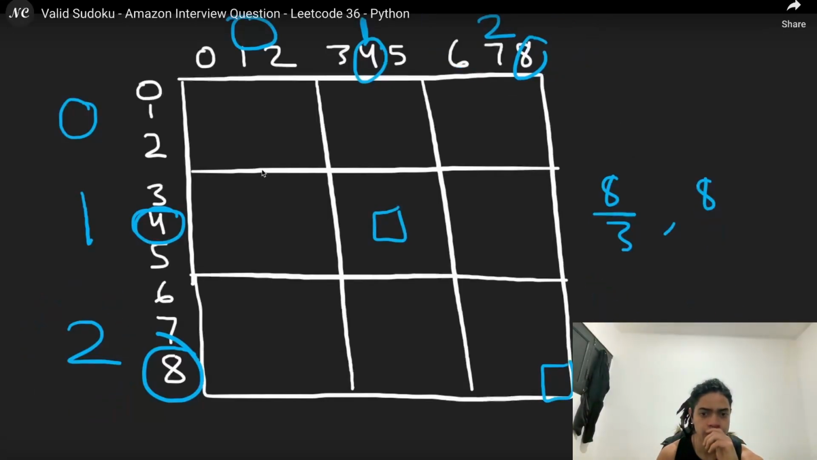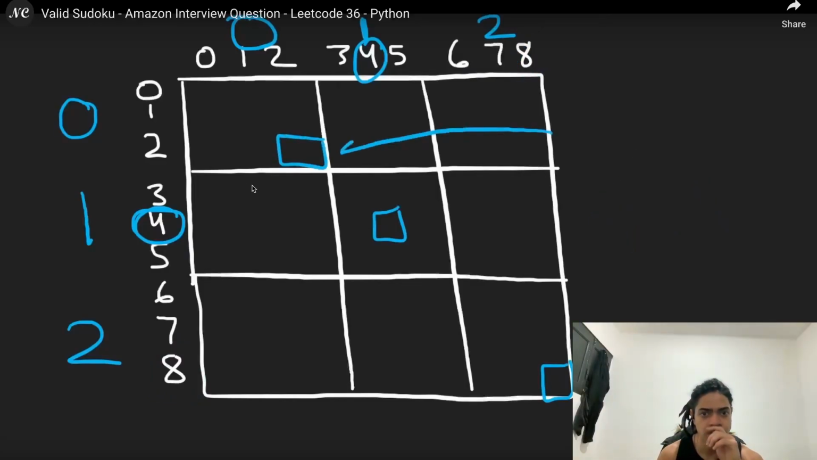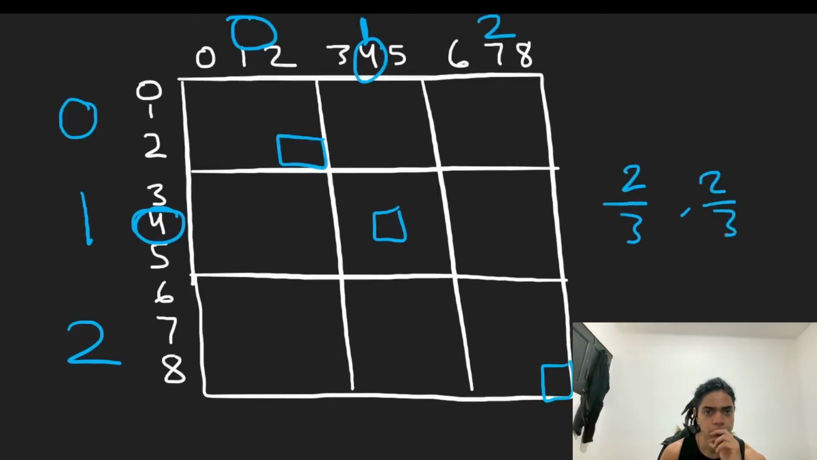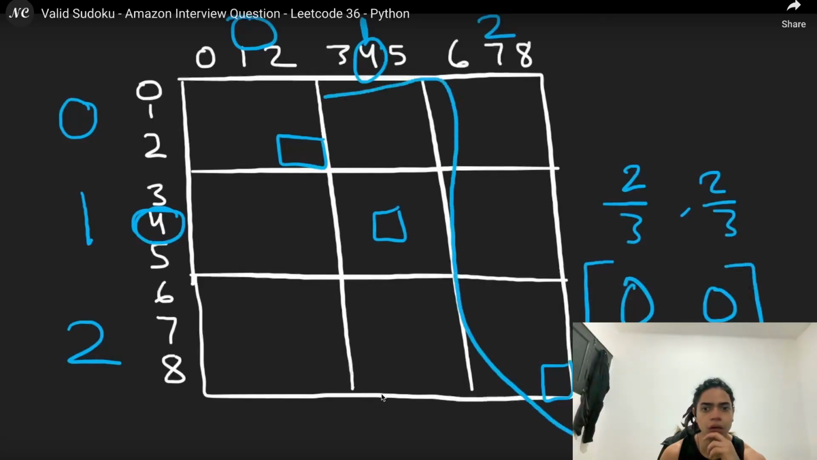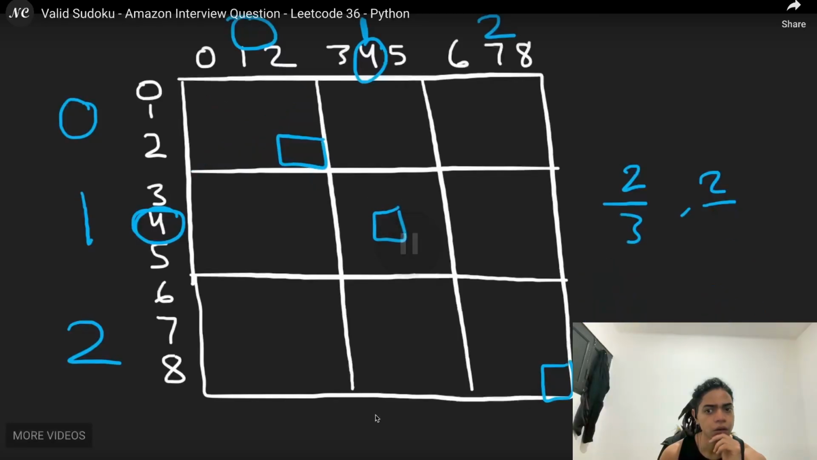Let's do a different edge case. Maybe we try this square on the boundary. Does this identify 0, 0? Because that's what it should. Well, let's take the indices 2, 2 and divide them by 3, 2 divided by 3, 2 divided by 3. We round these down, so we get 0, 0. That correctly identifies that it belongs to this 3 by 3 grid. So that's how we're going to identify it.